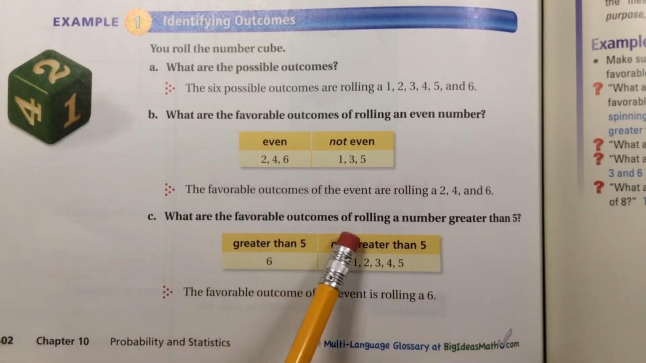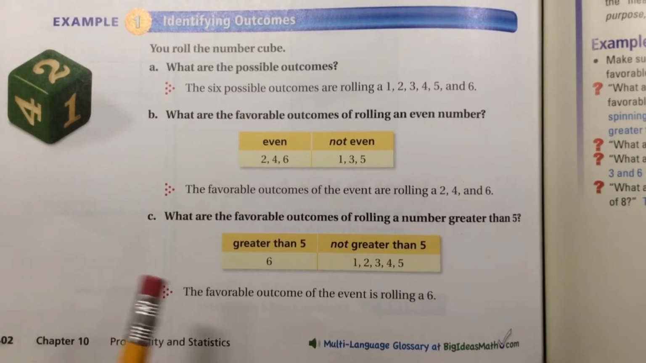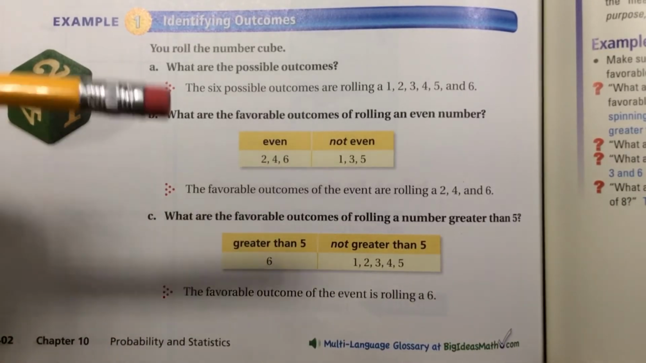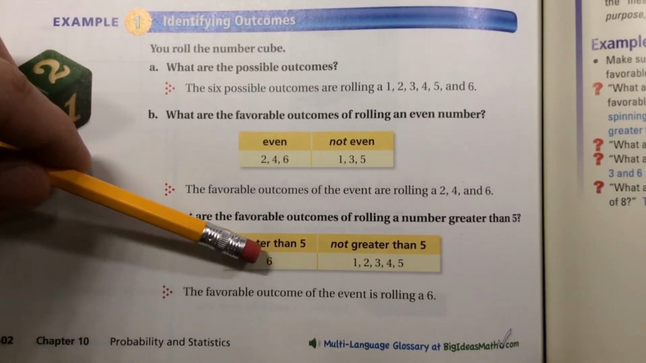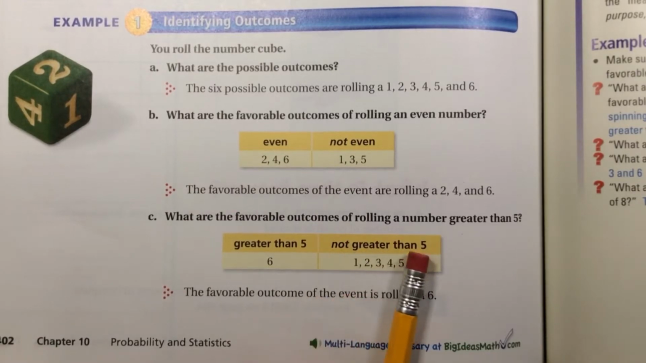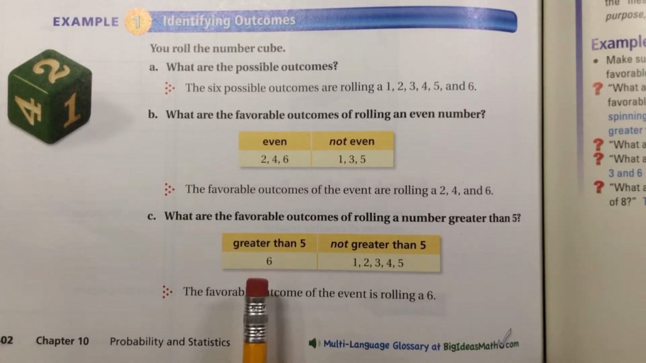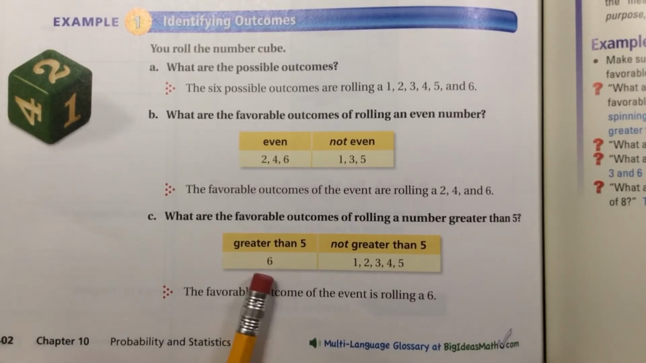What are the favorable outcomes for rolling a number greater than 5? Well, there's only one number on there greater than 5, because remember, 5 is not greater than 5. So only the 6 would be greater than 5. 1, 2, 3, 4, and 5 are outcomes that are not greater than 5. So the favorable outcome of the event is rolling a 6. Now, if I said, how many favorable outcomes are there? You would say, there's only 1 favorable outcome. That one right there. Don't say there are 6 favorable outcomes just because the number happens to be a 6. There is only one of them, the 6.